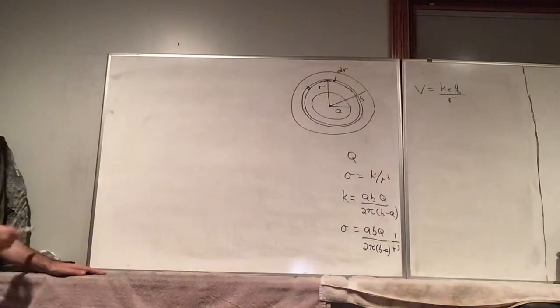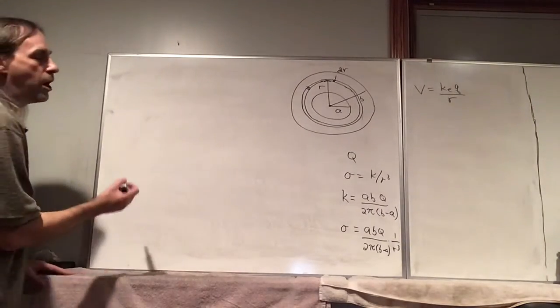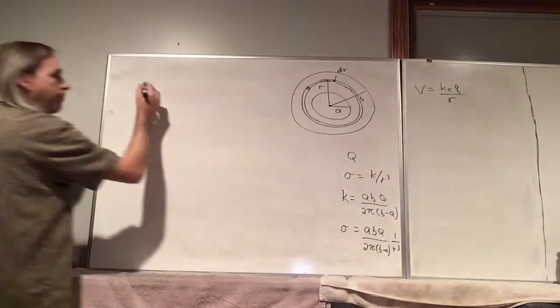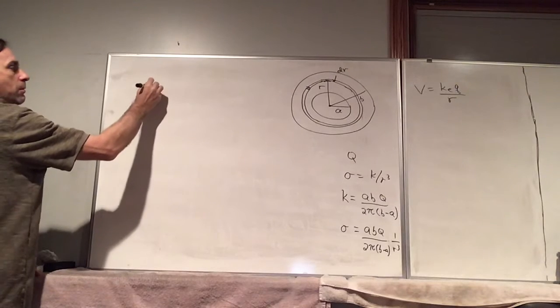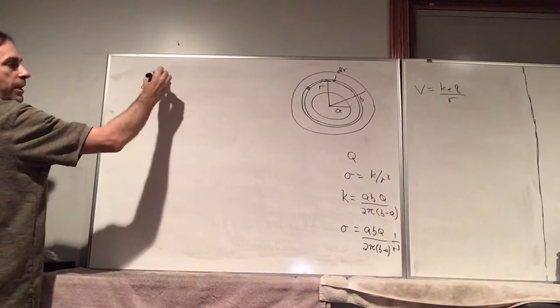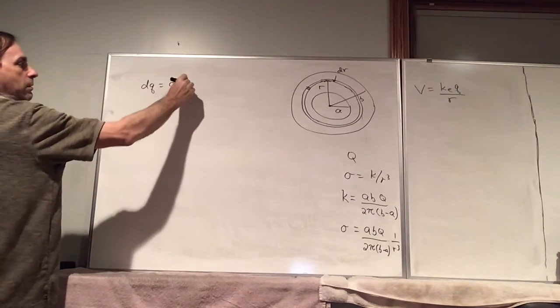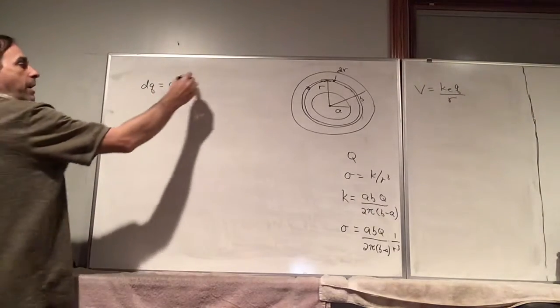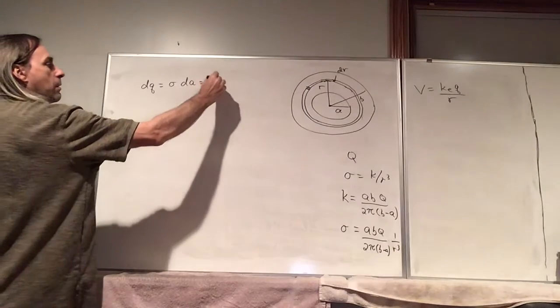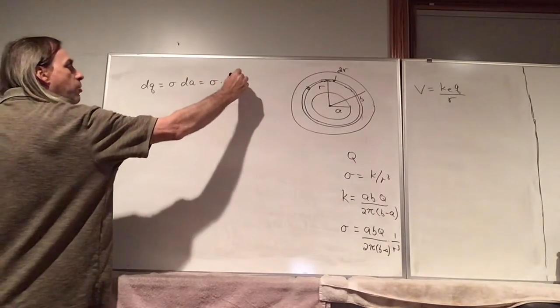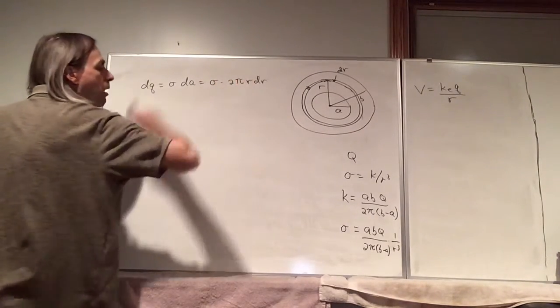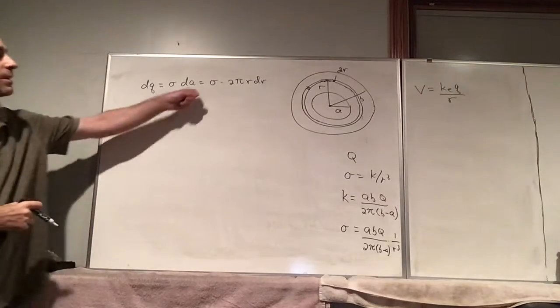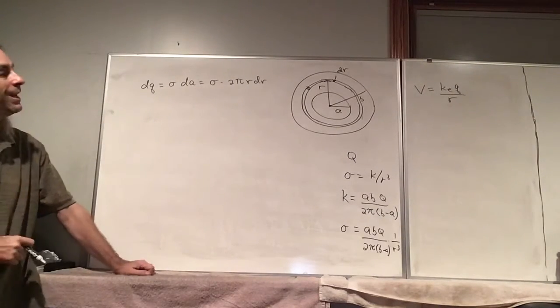So we can treat it as if there's a total amount of charge, which we know, dq, would be sigma dA, which we already know the area is 2 pi r dr. So again, nothing new, except this time we know what sigma actually is.